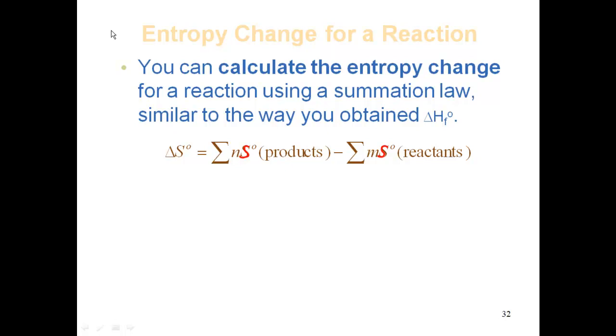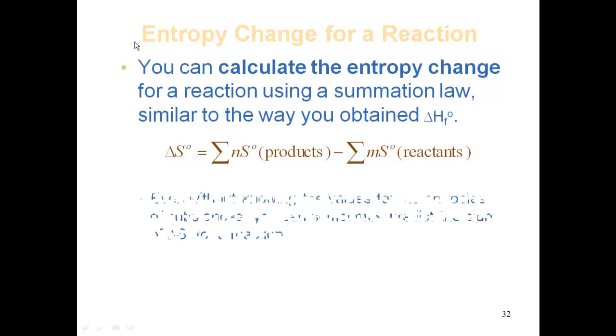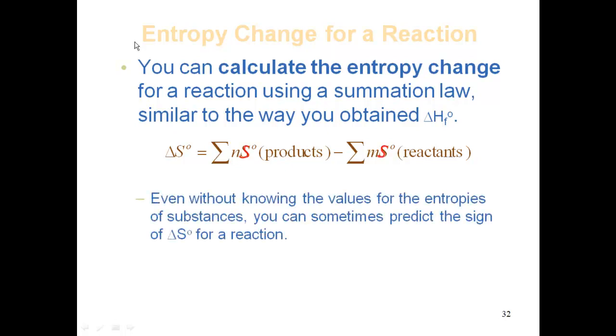We can calculate. We also can do a judgment call and make a prediction of what the sign is going to be by looking at the reaction. So even without knowing the values of entropy of the substances, we can sometimes predict the sign of our delta S of the reaction.